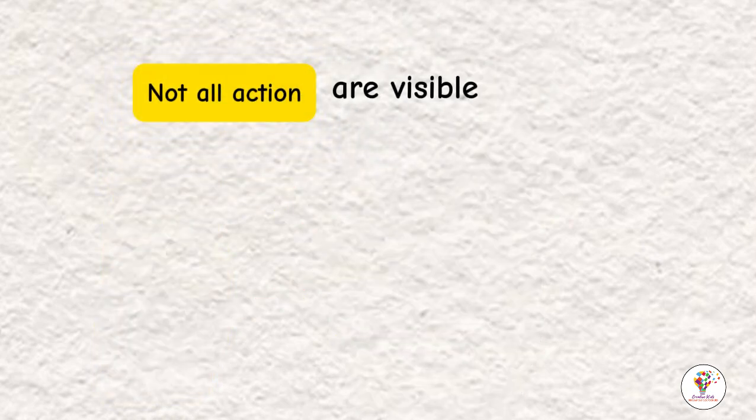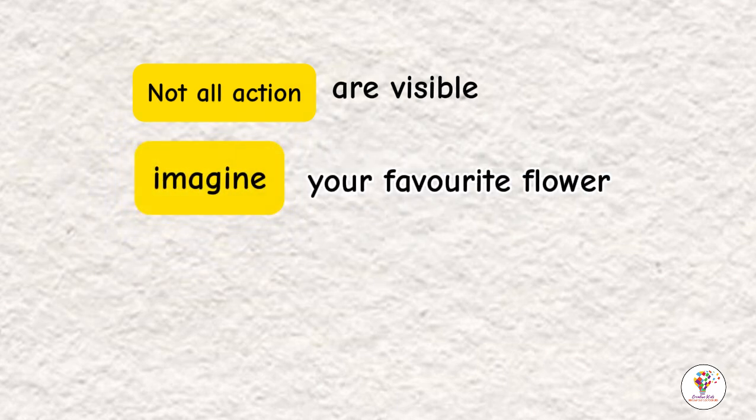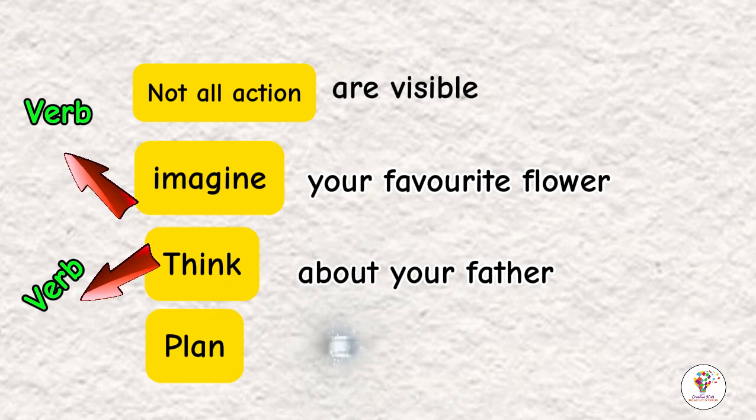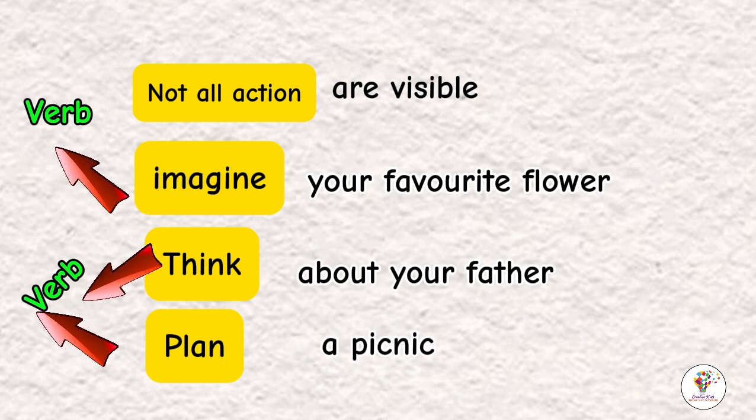Also tell them about imagine. Imagine your favorite thing. Imagine is a verb. And think about your father. Think is a verb. Plan a picnic. Plan is a verb. So we are coming towards the linking verb.